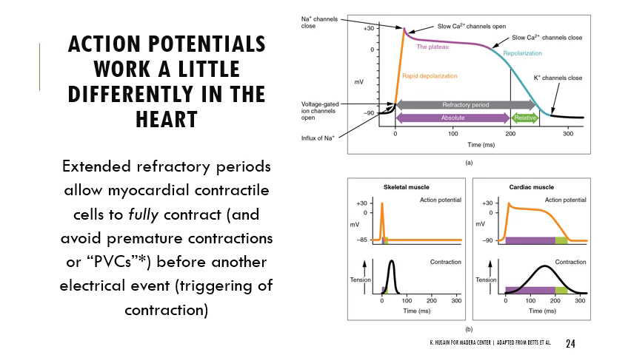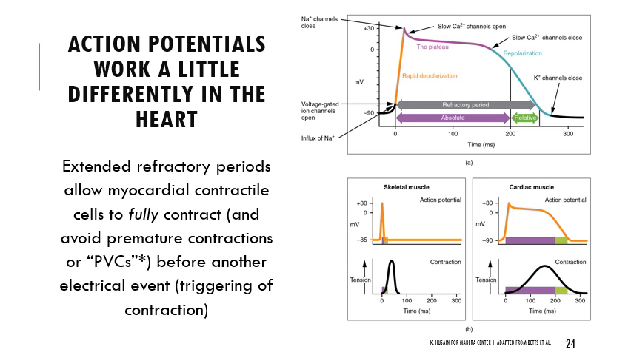In the bottom right, you can see the plot for skeletal muscle. There's a very quick peak of depolarization and repolarization, some hyperpolarization, and then going back to resting membrane potential. In cardiac muscle, because of those slow calcium channels, there's an extended period of repolarization, a longer refractory period before another signal can be sent, and this is very important so that you avoid premature contractions or PVCs.